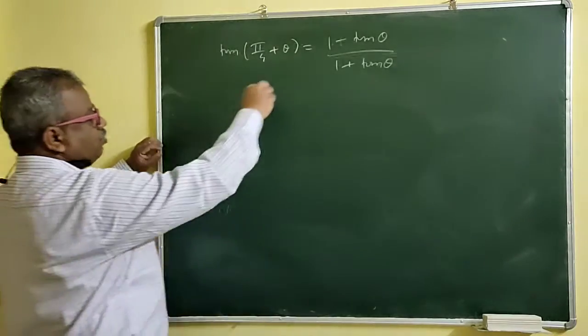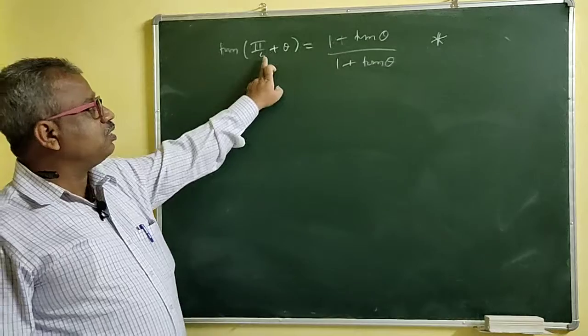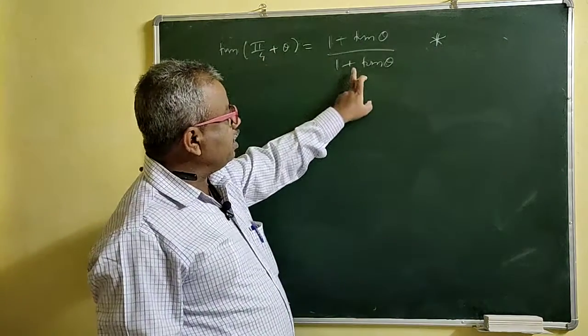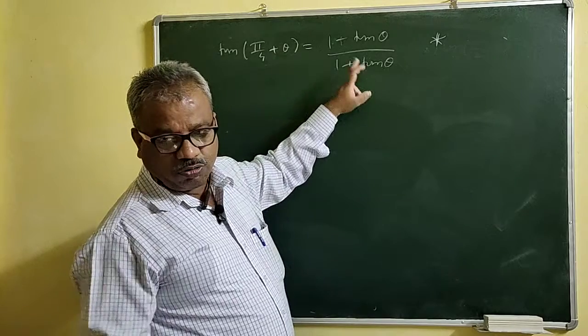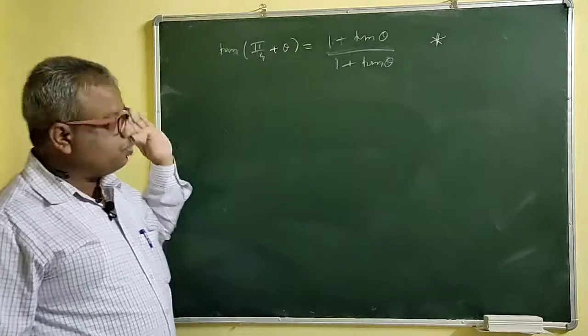Remember this formula, this is theta. You should also remember pi/4 minus theta. What is pi/4 minus theta here? The plus sign becomes a minus sign, right? Then it will be pi/4 minus theta. So remember this as the formula. We'll prove this one now.